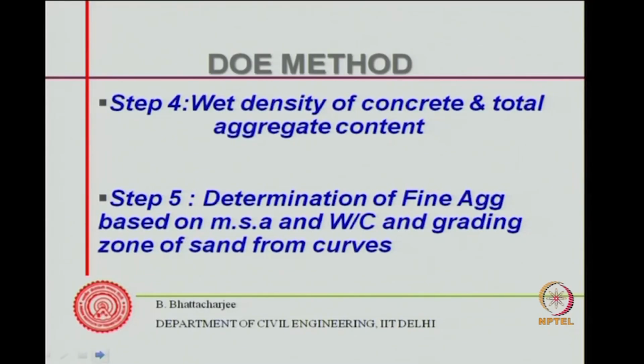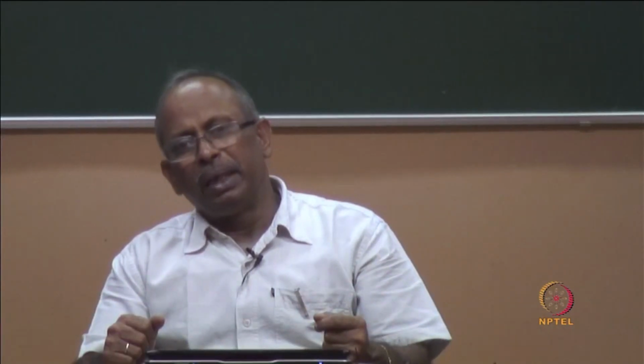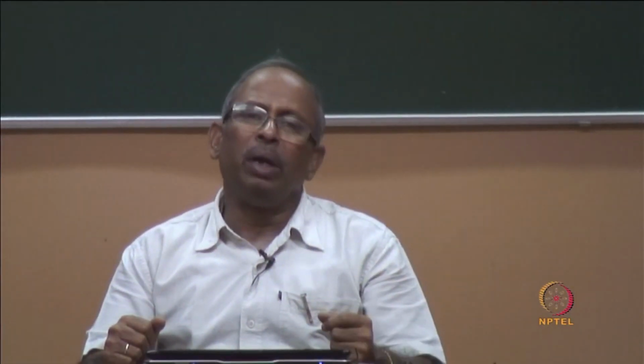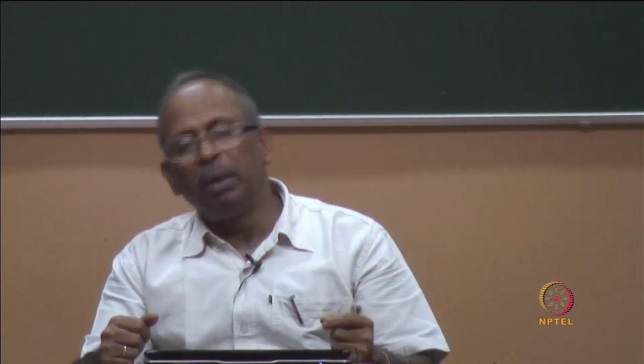First is target mean strength, same as IS code. Next, you select water cement ratio from a set of curves. How you do it, we will come back to this. Then you determine the water content from a table depending upon the slump or VB, there is a workability factor, and depending upon MSA, maximum size of aggregate, and whether it is a rounded or crushed aggregate. So, you determine water content, and you have determined the cement content.